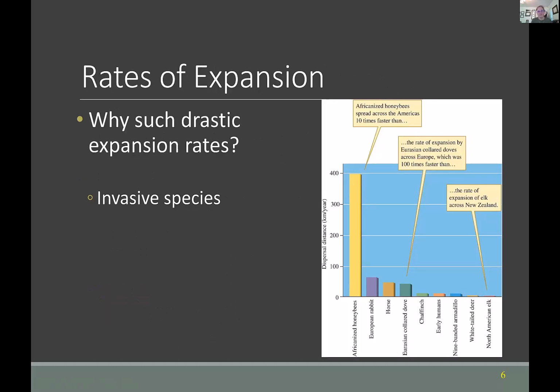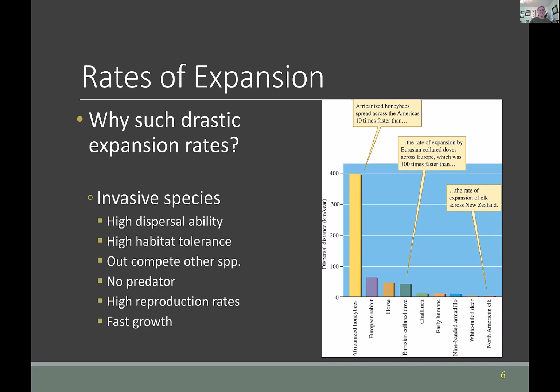Why do we see such drastic rates of expansion with invasive species? Well, we just took something from outside of the population into a brand new environment. And the possibilities are either thrive in that new environment or die off because the resources that you need aren't there, right? So the reasons why we see invasives be so effective is because of multiple different things, and I've kind of listed some here.